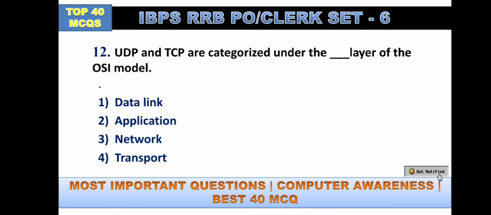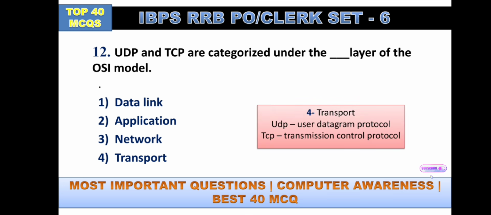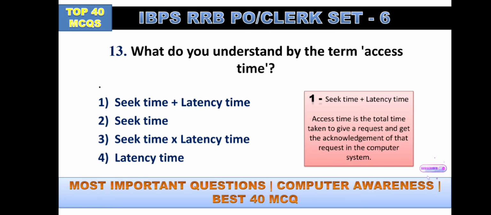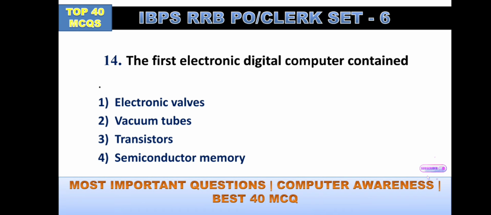UDP and TCP are categorized under the dash layer of the OSI model. So both these two protocols work under the transport layer, and UDP means user datagram protocol and TCP means transmission control protocol. What do you understand by the term access time? See, access time means seek time plus latency time. And access time is the total time taken to give a request and get the acknowledgement of that request in the computer system.